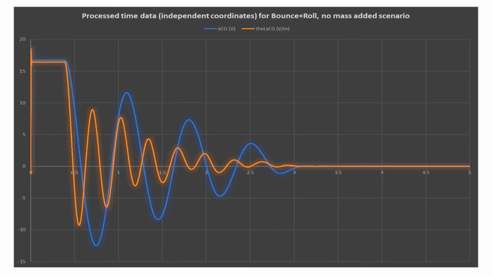For the case of bounce and roll mode excitation, you can clearly see that the amplitude of the rotational vibration theta is considerable and is pretty much larger than the amplitude of theta for the case of bounce mode only.